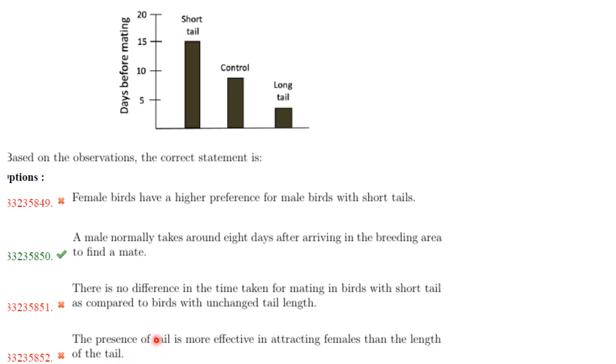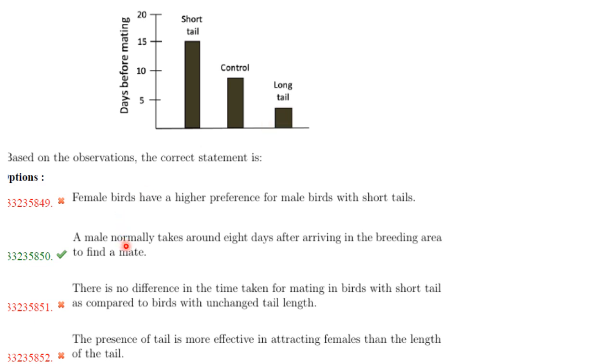Then fourth option, the presence of tail is more effective in attracting females than the length of the tail. So the length of the tail is more effective in attracting female. The long tail birds took lesser time to acquire the mate. So what is left out?